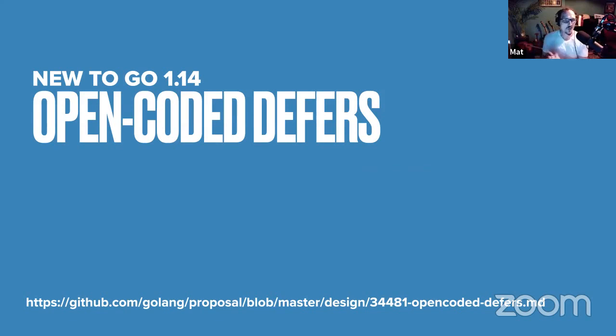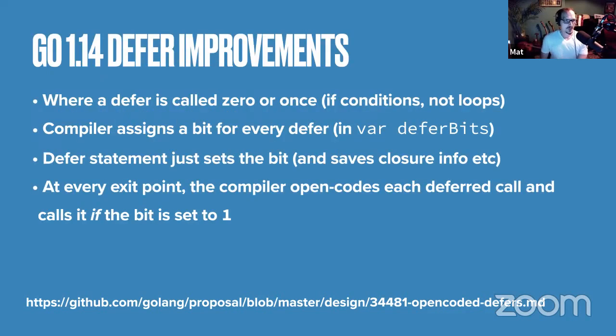So in Go 1.14 though, Dan Scales and the team have added open coded defers. So where a defer is called zero or once, so this is, we're talking if conditions, we're not talking about loops. Loops are more complicated. The compiler actually will assign a bit for each of those defers in a variable, very satisfyingly named defer bits. And it uses bit manipulation to switch on and off bits.